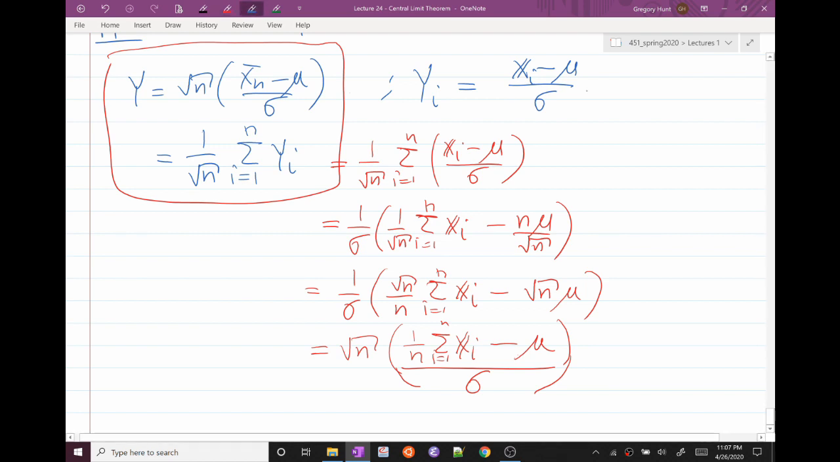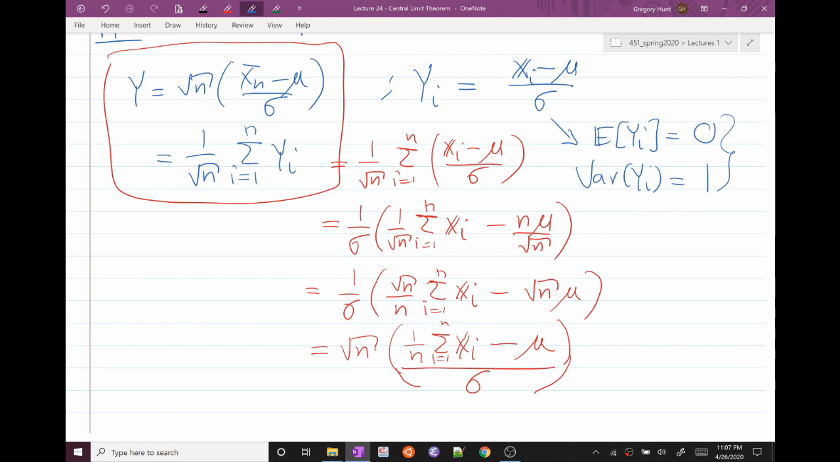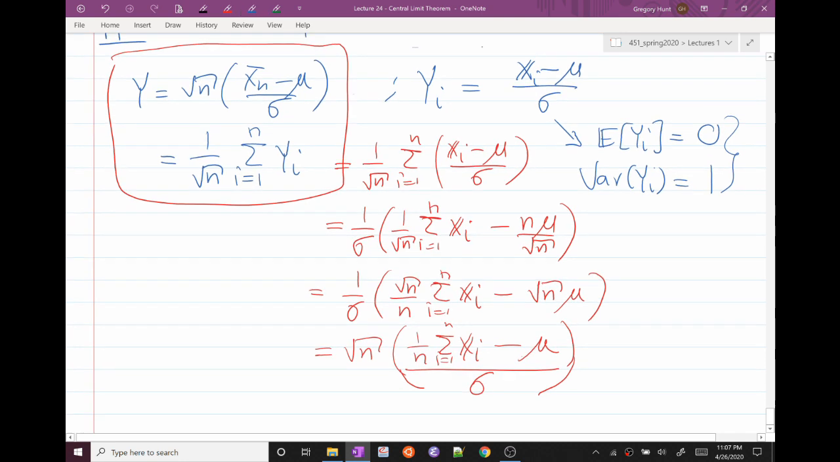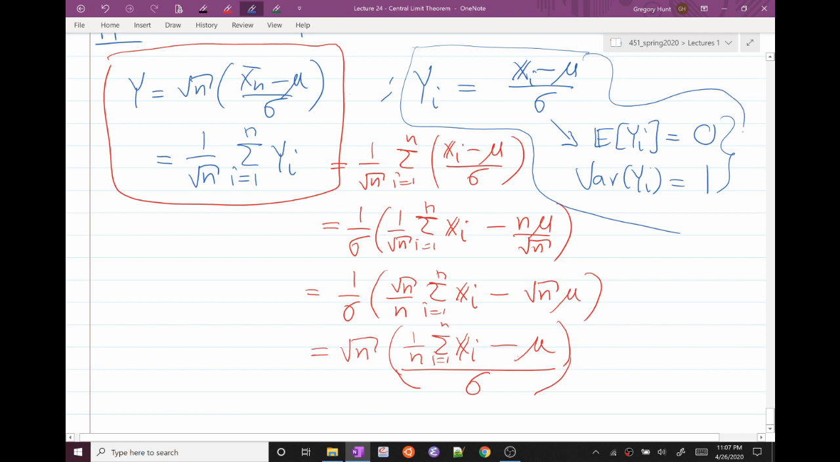Notice that each of these y sub i's, if we look at the expected value of y sub i, it will be 0, and the variance of these y sub i's is 1. We've chosen our normalization by subtracting off the mean, dividing through by standard deviation. We ensure that these two facts are true. So we have that the overall thing we want to find the distributional limit of is 1 over root n times the sum of these standardized y sub i's.